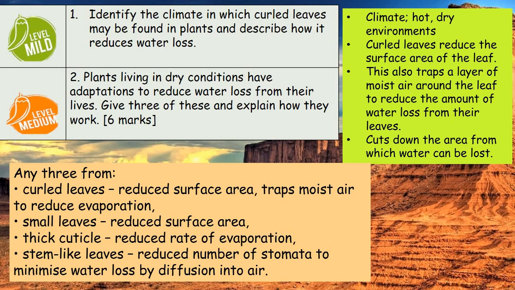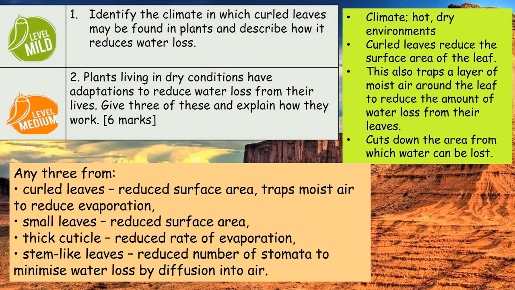So plants living in dry conditions have adaptations to reduce water loss from their leaves. Give three of these and explain how they work. So curled leaves: we've got reduced surface area and trapped moist air. Small leaves, again, reduce the surface area. Thick cuticle: remember, that thick waxy cuticle is there to reduce the rate of evaporation from the leaf. And we've got stem-like leaves as well, which reduce the number of stomata to minimize the water loss by diffusion. Remember, we're talking about water vapor here, so it's diffusion.